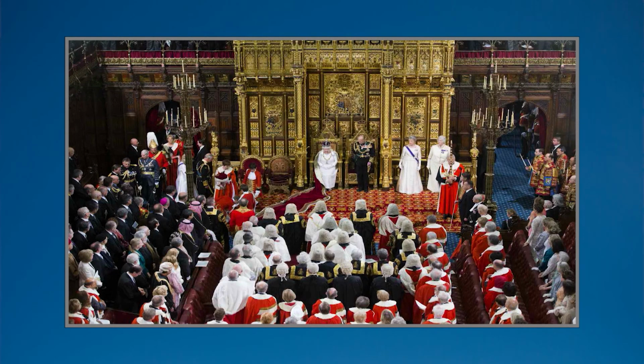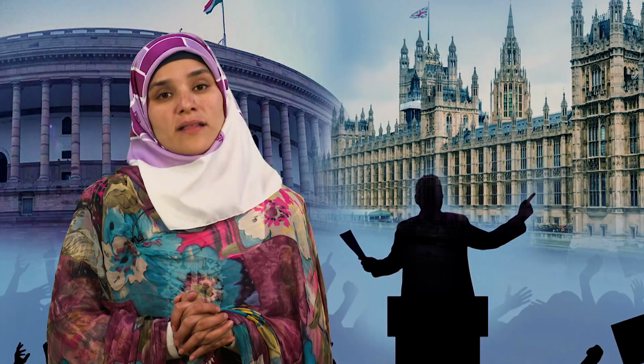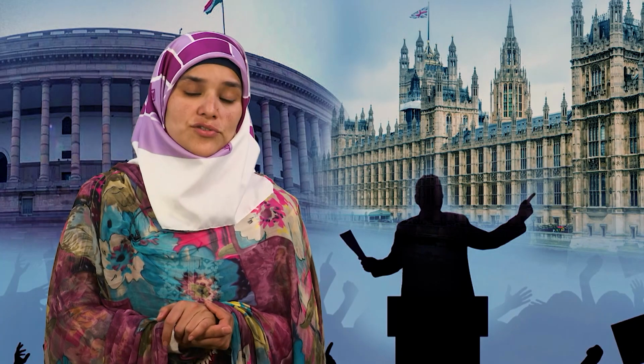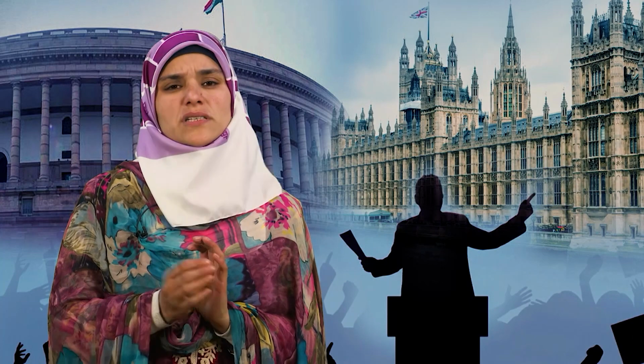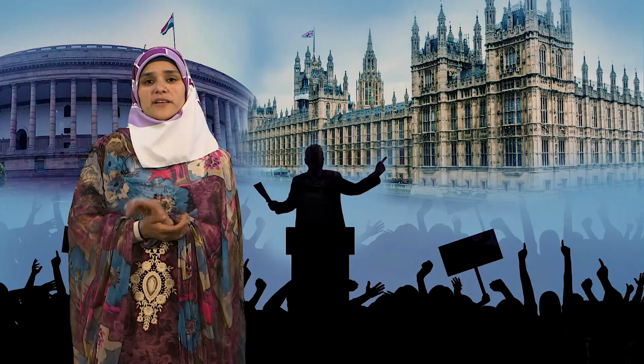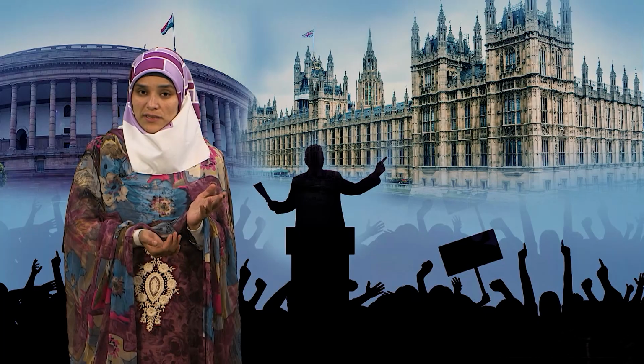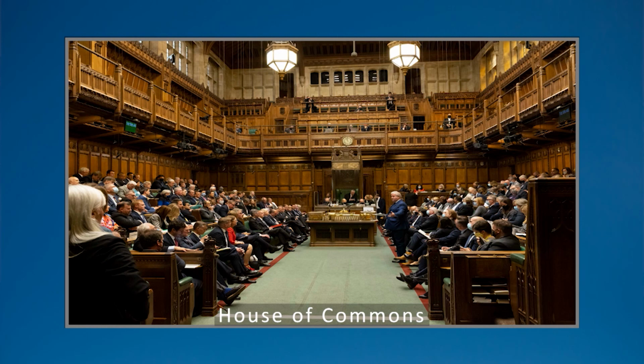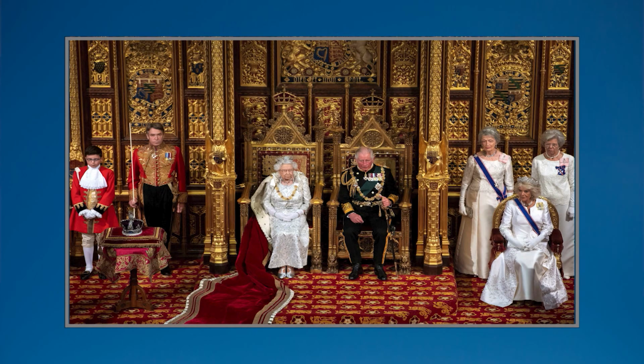The United Kingdom is now a parliamentary monarchy. The head of state is a monarch bearing a hereditary title with limited powers. The head of the government is the Prime Minister. The Parliament consists of the House of Lords, the House of Commons, and the monarch.